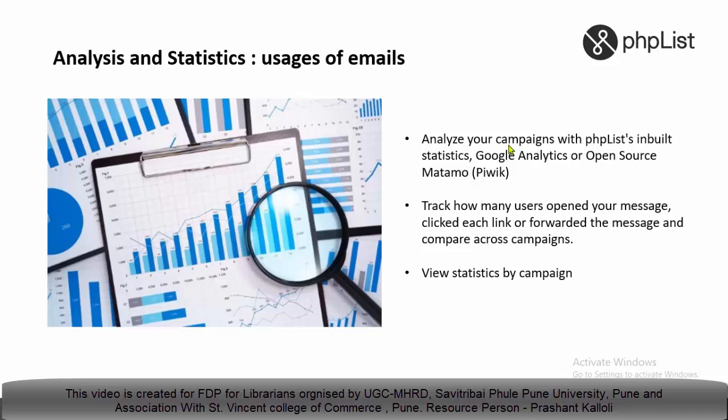In PHPList, sending mail is one type of library service, and the success of a service is measured by its usage, analysis, and statistics. When we send emails from our regular email client, we never get information about how many users open our email or how many emails we send during a period of time.